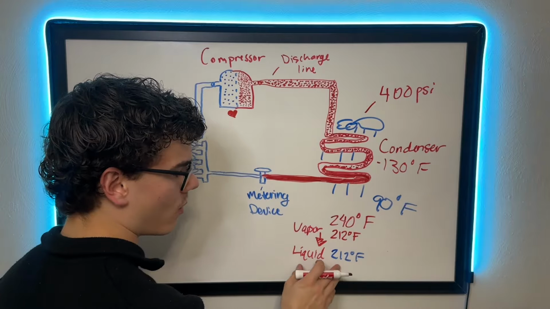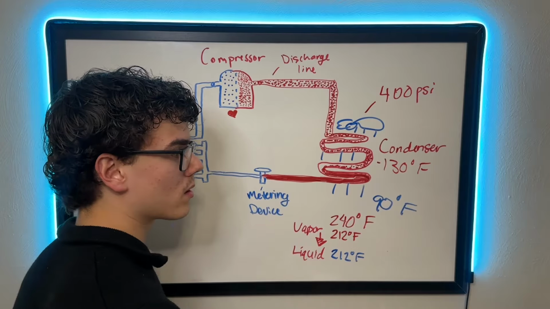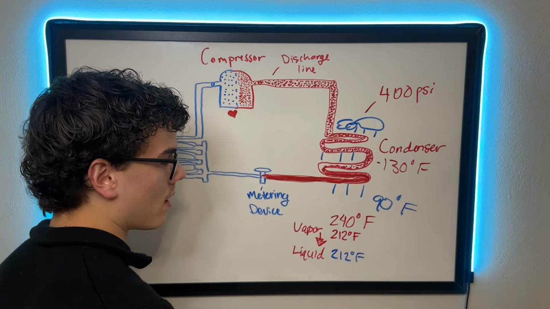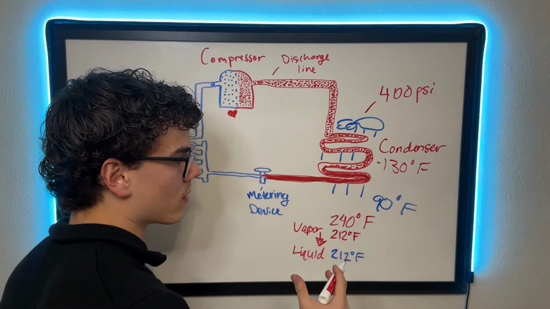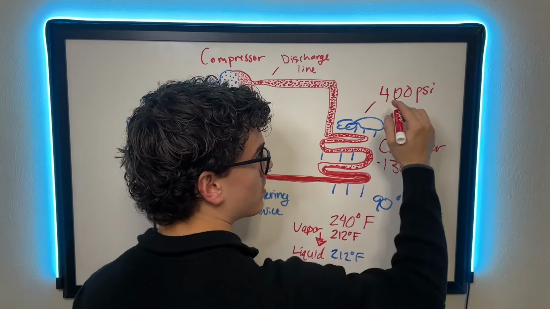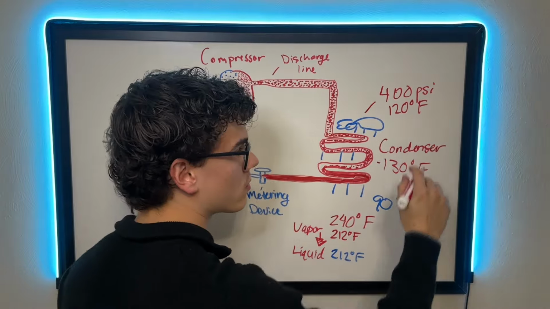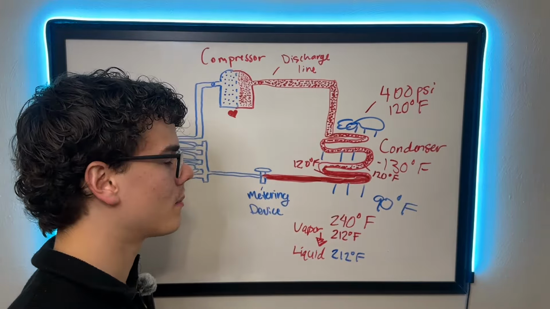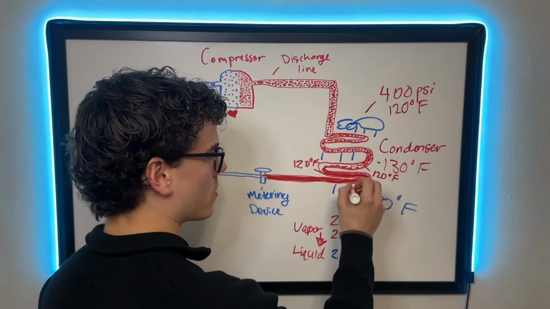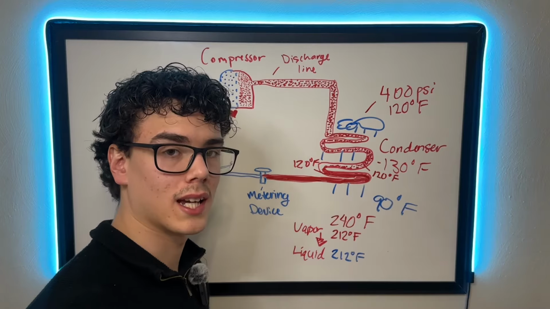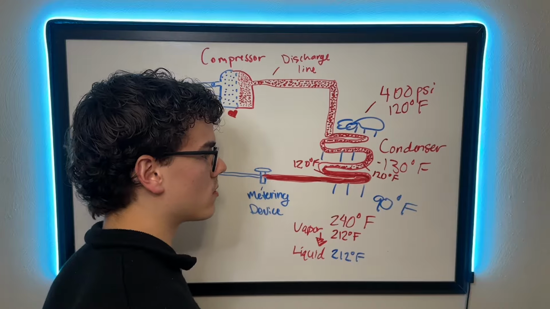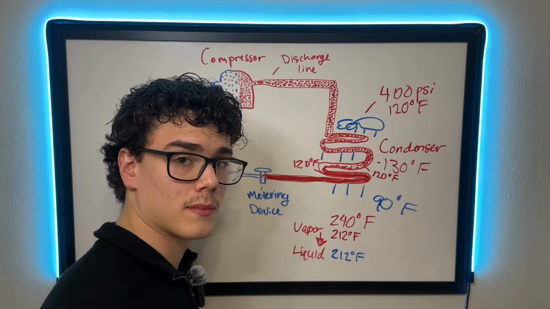Just like with water, there is a certain degree that matches with the pressure at which the refrigerant will turn from a vapor to a liquid. And let's say that specific temperature that matches with the pressure is 120 degrees Fahrenheit. Remember when we talked about latent heat and specific heat, when there's a state change that occurs, there's no temperature gain in the refrigerant. The energy being used is going into changing the state of the refrigerant.